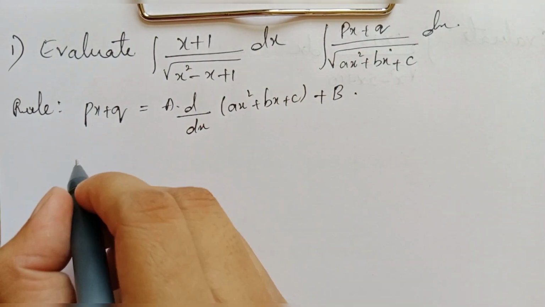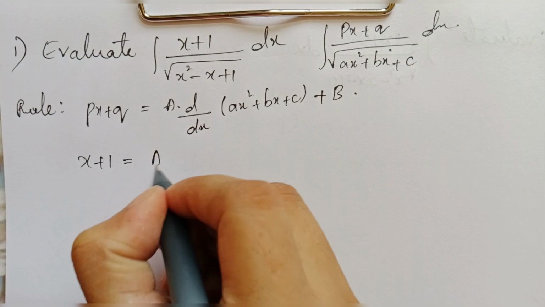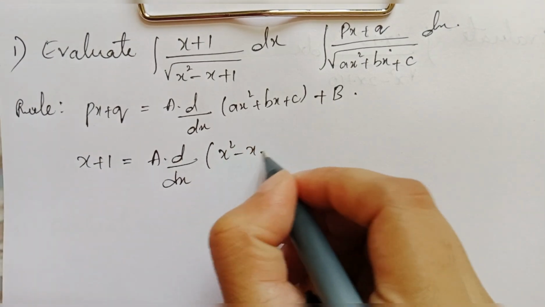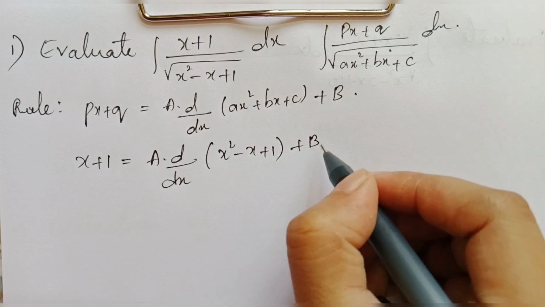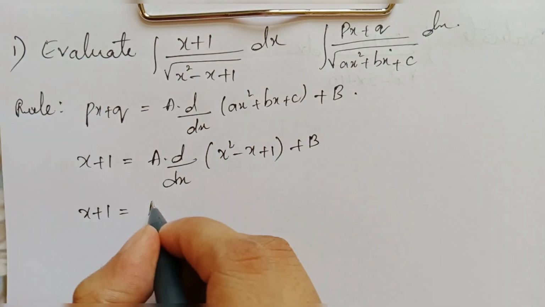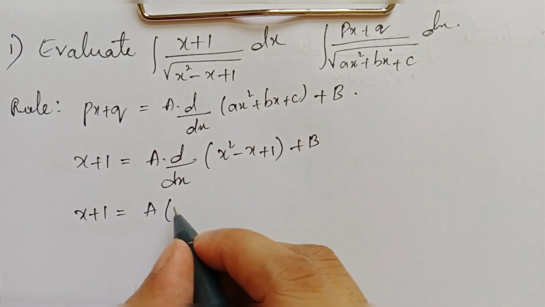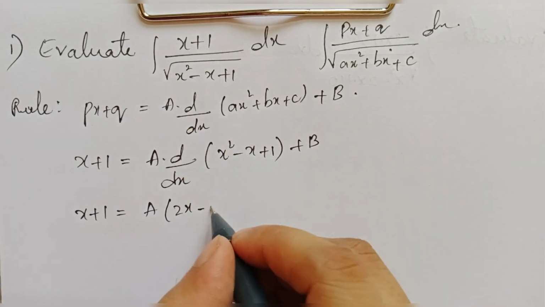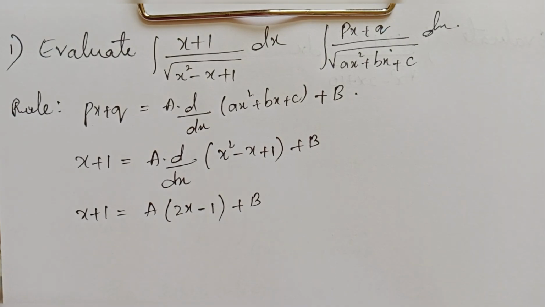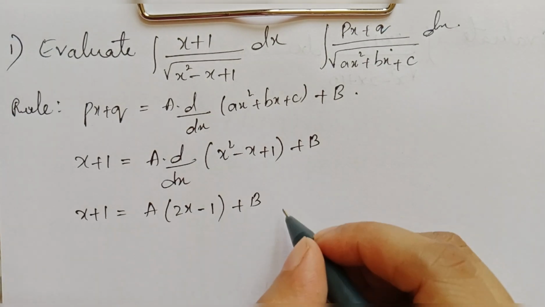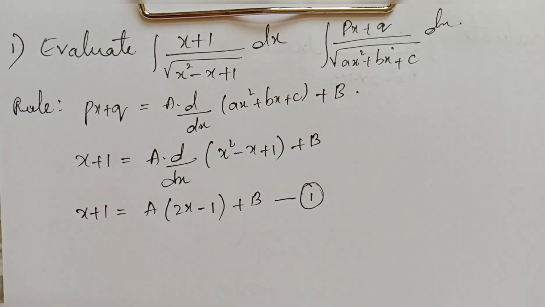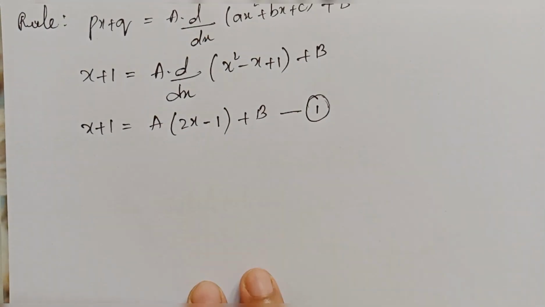So here our linear function is x plus 1, equals a into d by dx of the denominator expression x square minus x plus 1, plus b. Now we differentiate this term. So x plus 1 equals a into (2x minus 1), since the derivative of x square is 2x, the derivative of x is 1, and the constant's derivative is 0 so I am not writing it, plus b. We take this as equation 1 and find the values of a and b.